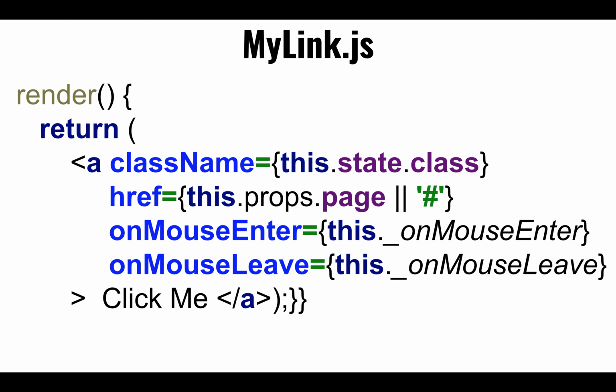Okay, so here's the hyperlink. When we render, here's the return. It returns a plain old hyperlink. That's all it returns, this hyperlink. And here are the two event handlers.